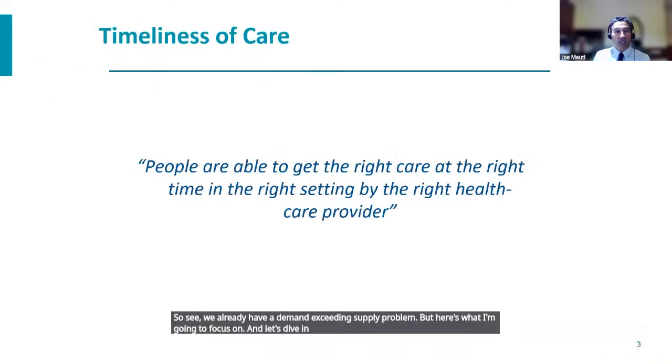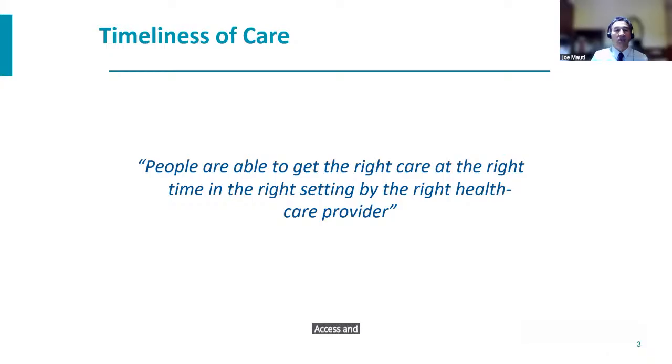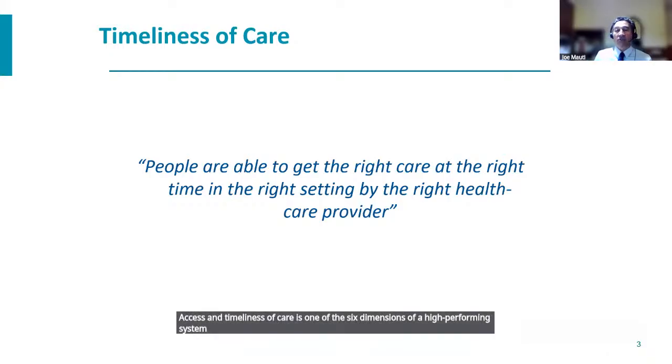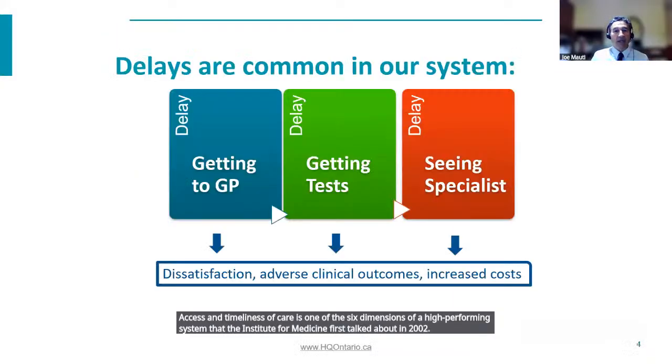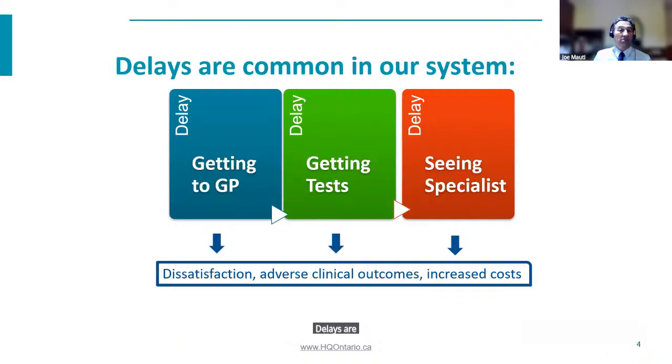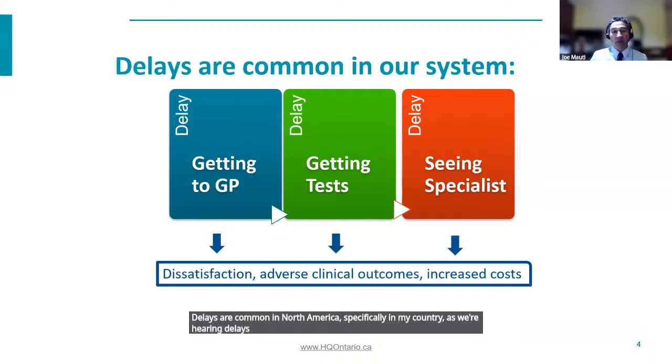So we're all talking about access to care. Access and timeliness of care is one of the 6 dimensions of a high-performing system that the Institute of Medicine first talked about in 2002. Delays are common in North America, specifically in my country, as we're hearing, delays are common everywhere.